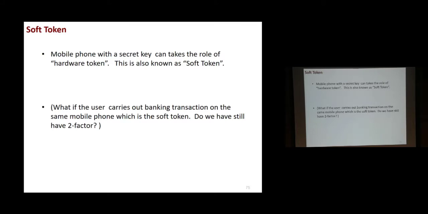Now, of course, the question is, if a user carries out an online banking transaction using the mobile phone, and with the soft token, can this still be considered two factors? Some people say yes, it's still two factors because you still have to key in the password and still need to have the mobile phone. But some may argue that it's no longer two factors. Why? Because if the mobile phone is compromised, that means there's a virus or whatever, then it is a single point of failure.